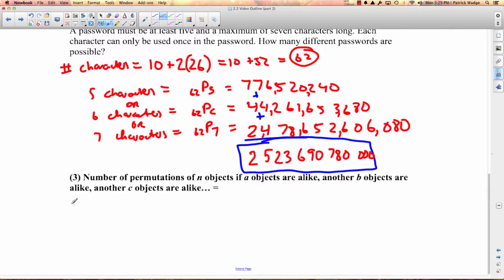What we're going to do next day is we're going to look at the third type of permutation problem. This was where you have n objects, just like before, but some of them are alike. So A objects are alike, another B objects are alike, another C objects are alike. So in this case, you have repeated objects. Just to give you a very quick example of that, we're not going to solve it.